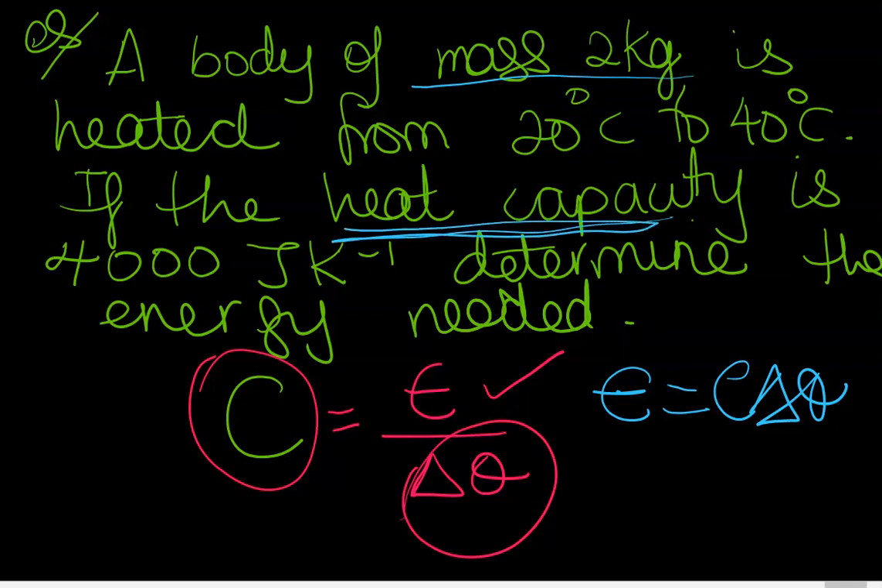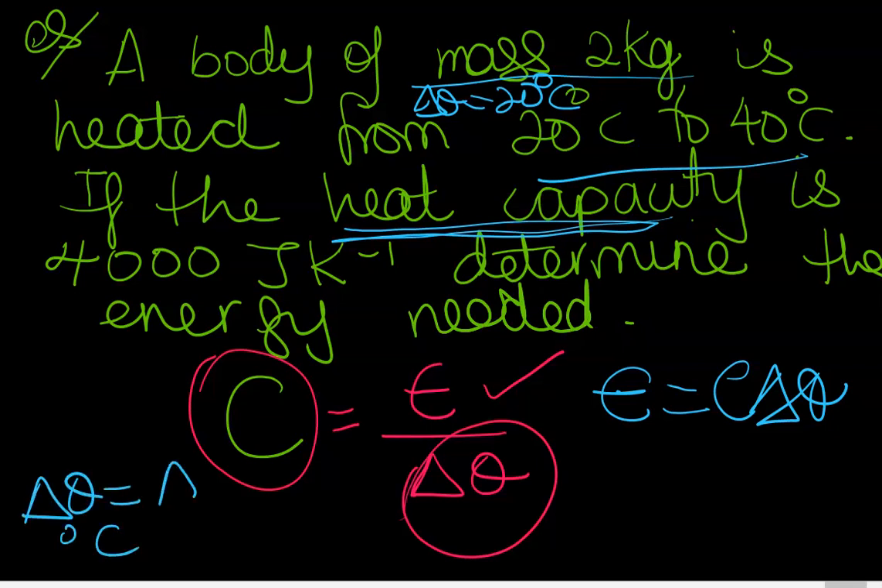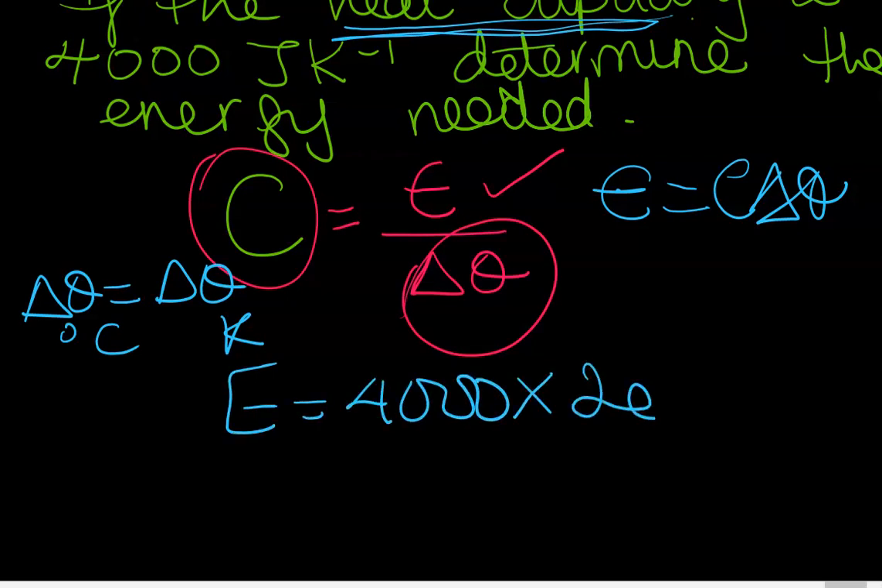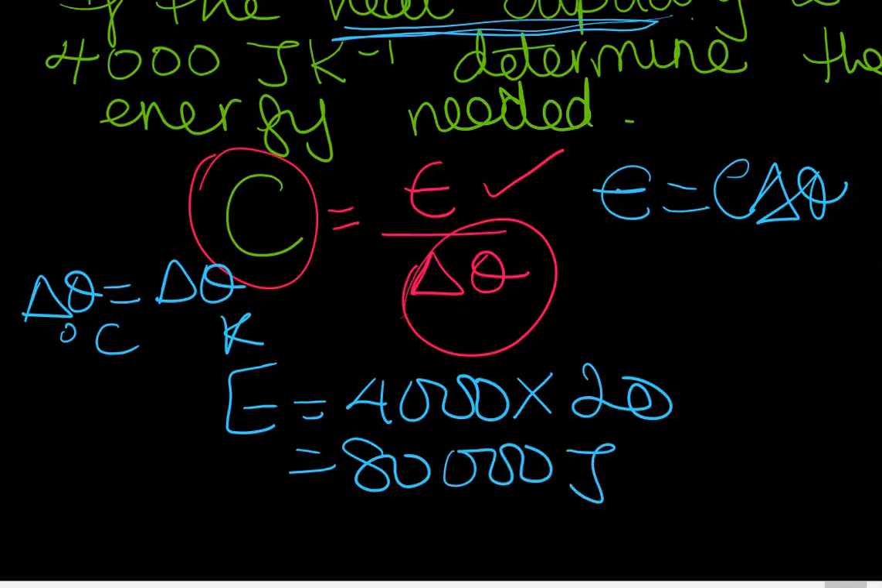If my constants were given as a specific heat capacity, well, yeah, I could do that. So I am using the change in temperature here as 20 degrees Celsius. Now, note that a change in degrees Celsius and a change in temperature in Kelvin is the same thing. So I have C and I have delta theta. So let's work out E. E works out to be 4000 times 20, and that's 80,000 joules.